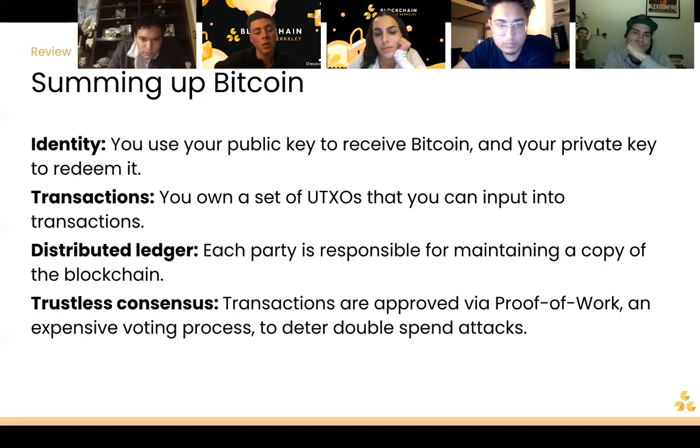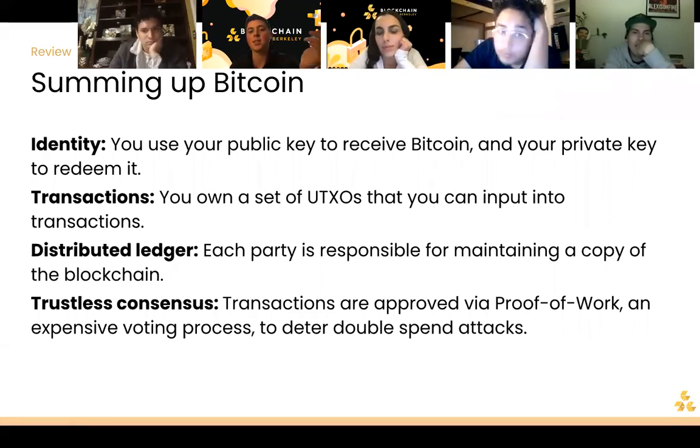And then we have the distributed ledger, which shows how each party is responsible for having a copy of the blockchain. Everyone has their own copy, so you can cross-reference it with each other and figure out who's trying to tamper with their own transactions, who's trying to spend something twice, or act maliciously. And then finally, we have trustless consensus.